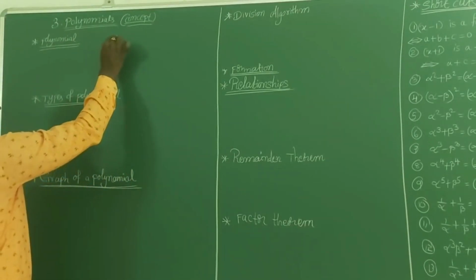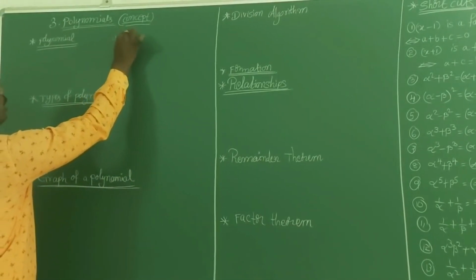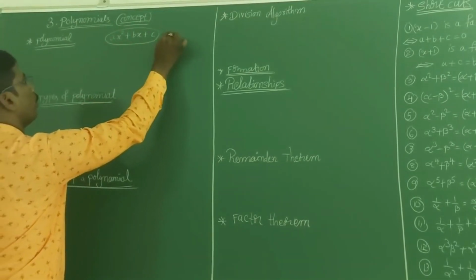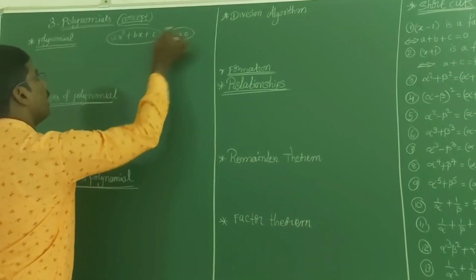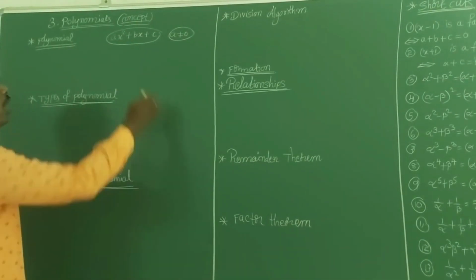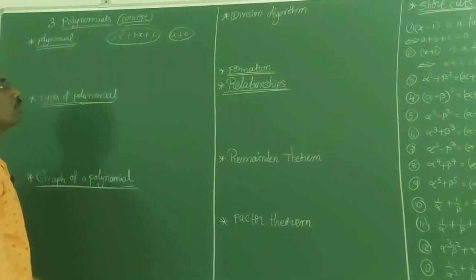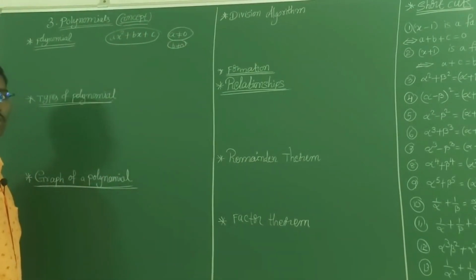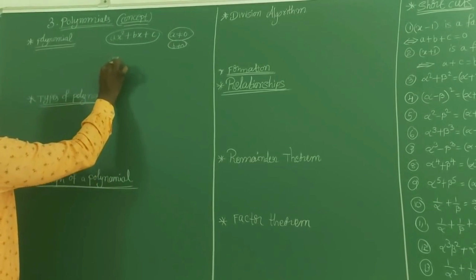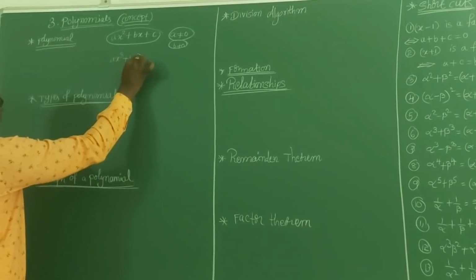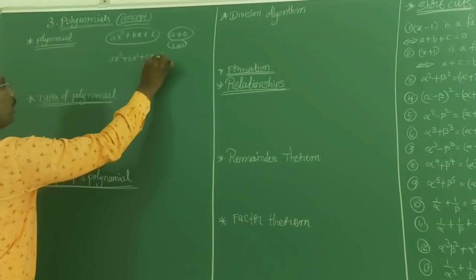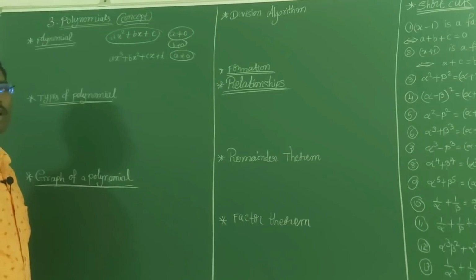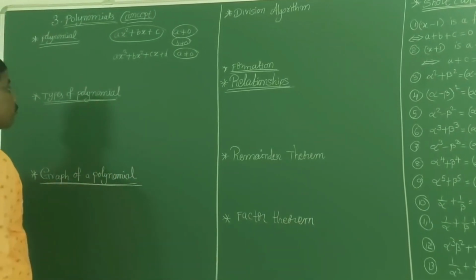Example: ax square plus bx plus c. This is called a polynomial where a not equal to 0. If a is equal to 0, then it is a linear polynomial. Where a not equal to 0, this is called a quadratic polynomial. Ax cube plus bx square plus cx plus d, where a not equal to 0, is called a cubic polynomial.